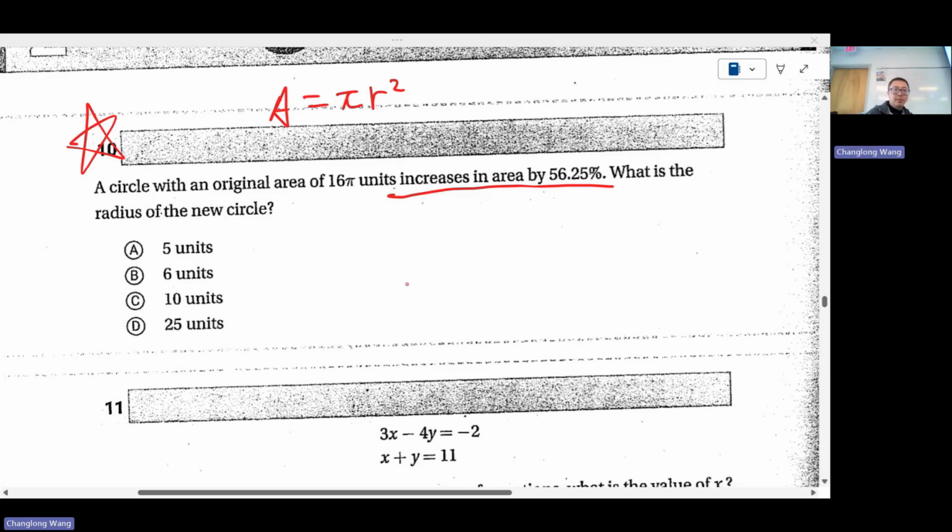Okay. Now, it shouldn't be a hard question since the formula is given on the front. You need to find out the radius of the new circle if the area is now bigger than before. So how do we find the new area? The old one is 16 pi. So how am I going to use that percentage?